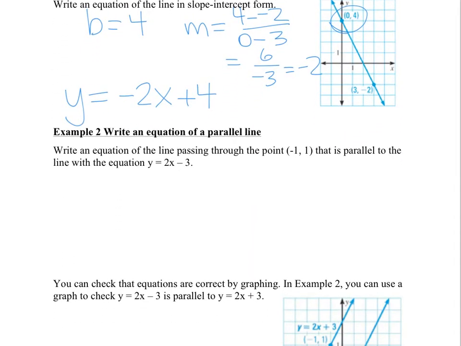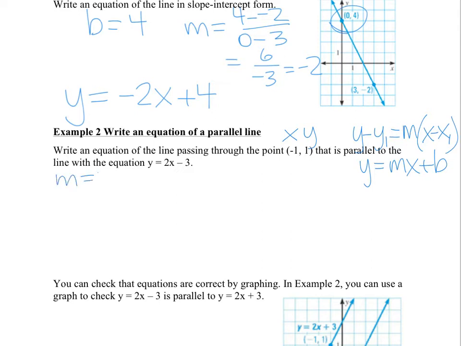Okay, writing an equation of a parallel line, you may want to use point slope form, which is y minus y1 equals m times x minus x1, or you can still use y equals mx plus b, and I'll show you how you can do either one. So the first thing is it's asking us to write the line parallel to y equals 2x minus 3, going through the point -1, 1. So the first thing I need to do is find the slope from the given line, which is 2.